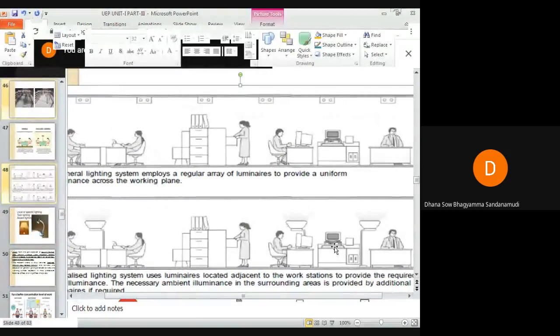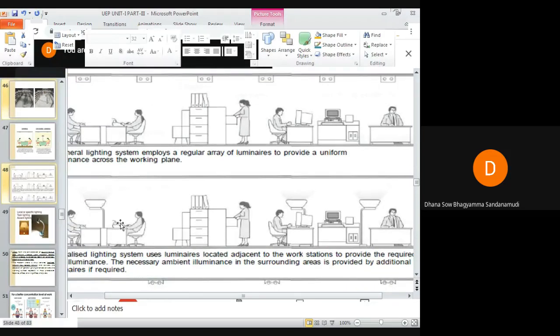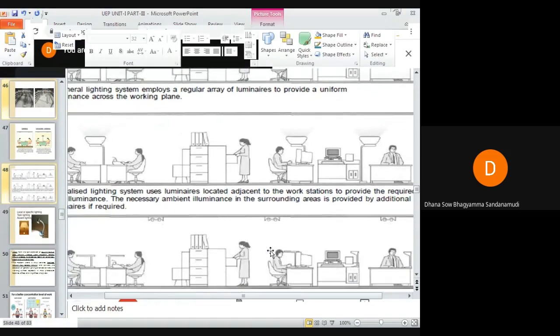So you can see ceiling lighting. People are doing their work with the help of ceiling lighting. So this is the general lighting. Next, you can see on the table, lamps are fixed. Here you can't see the lamp, of course. Here above the table, wherever they are working, lamps are fixed. This is the localized lighting.